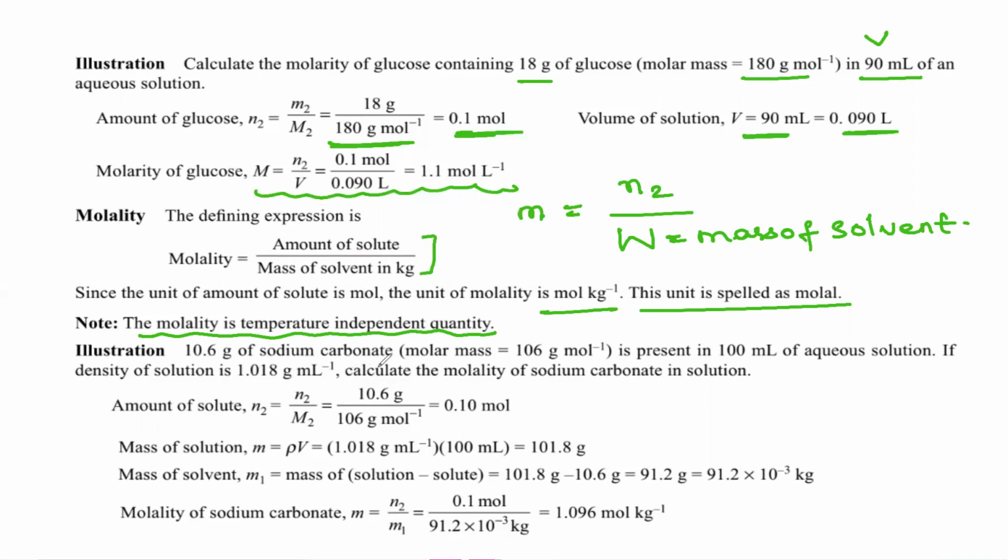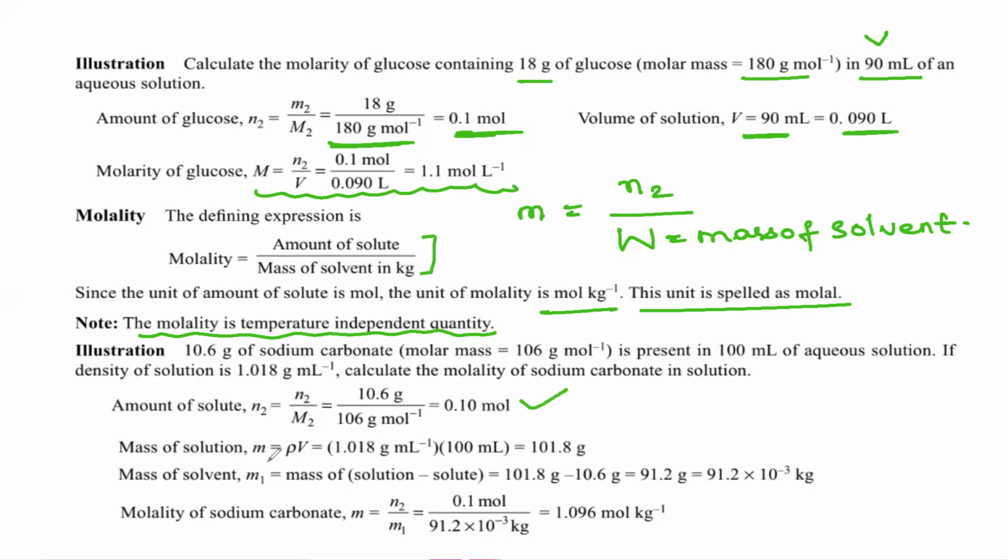10.6 grams of sodium carbonate, molar mass 106 grams per mole, is present in 100 ml of aqueous solution. Here they have given the volume and the molar mass, and 10.6 grams is sodium carbonate. If the density of the solution is 1.018 grams per ml, calculate the molality of the solution. So now we have to acquire the relation between molality and density. The amount of solute, N2, is equal to given weight by molecular weight, that is 10.6 by 106, which is equal to 0.10.